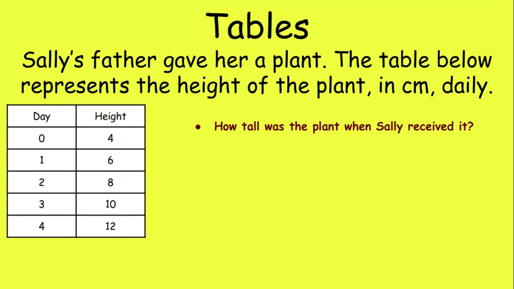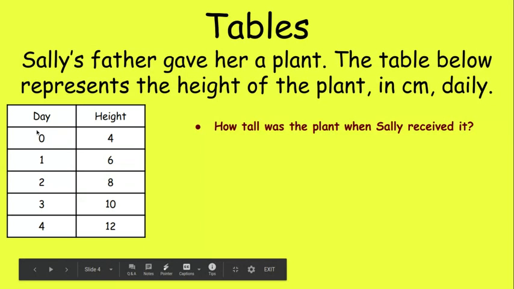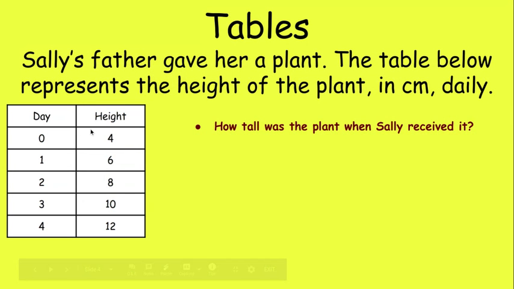How tall was the plant when Sally received it? Okay, we talked about the fact that asking how tall the plant was when she received it, that's her starting point with the plant. That would be your y-intercept. So you have to come over to your table, and if you remember when we did slope way back in like January, your y-intercept, if you put it into an ordered pair, is 0, comma, a y value.